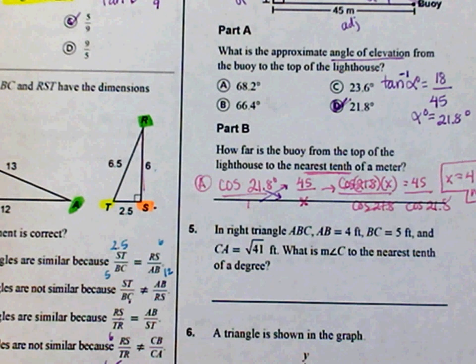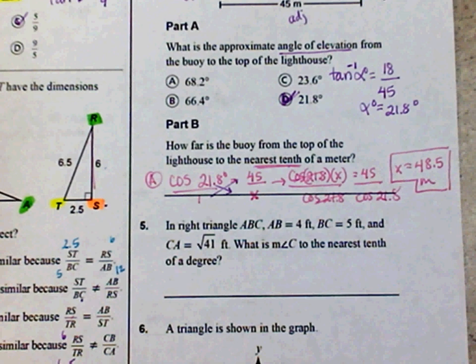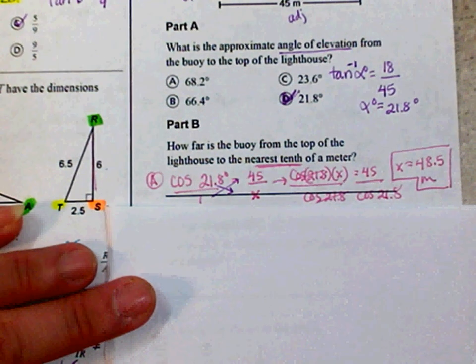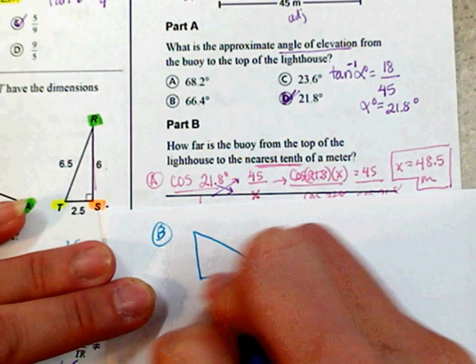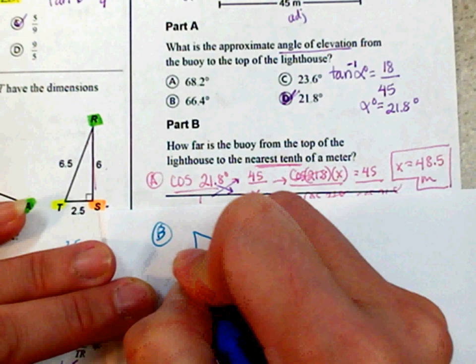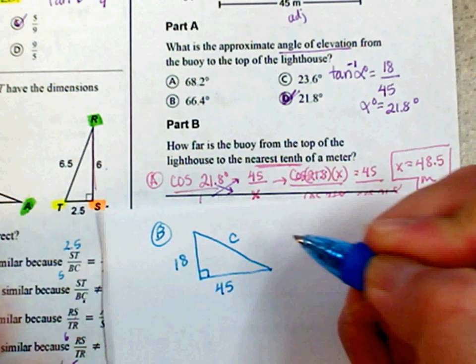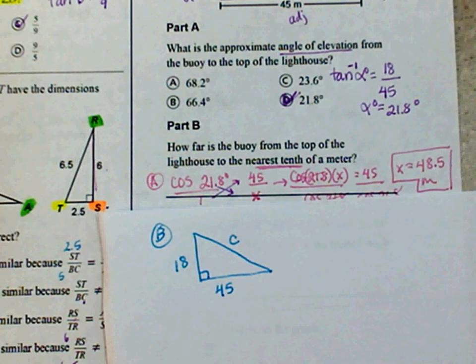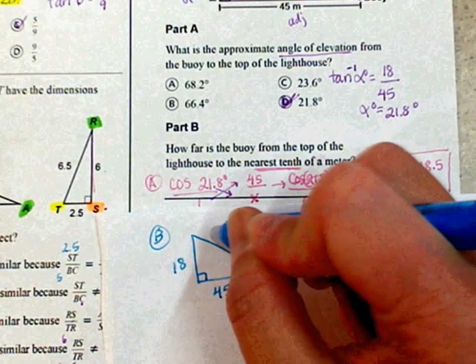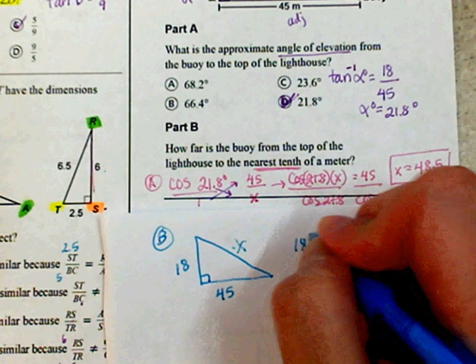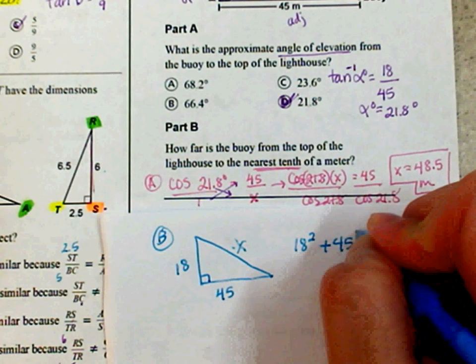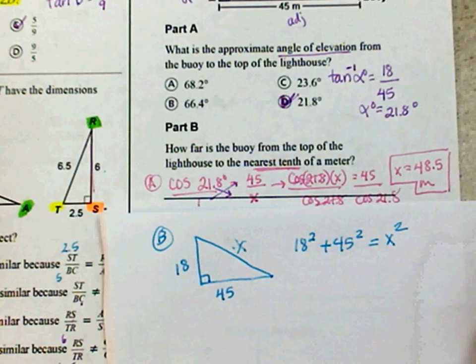Okay? Let me show you another way you could have done this as well. You could have done this using Pythagorean theorem. So you have a triangle, right triangle. This is 18, this is 45, and you try to find x. Here I call it c. Well, let's call it x, since that way it stays the same. Okay, so you would go 18 squared plus 45 squared is equal to x squared. Okay. So let's see if we get the same answer.